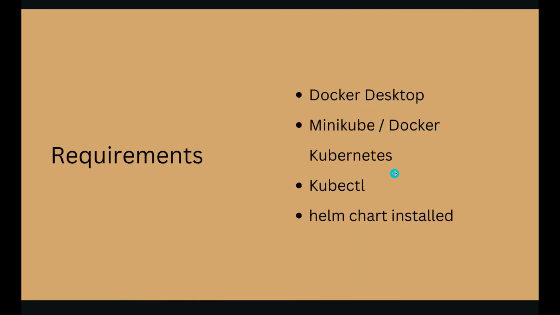So there are a few requirements before going forward. First is Docker Desktop. This will be used to host your local images. Second will be Minikube or Docker Kubernetes. This will be used to create and manage the Docker Kubernetes server or cluster. Third will be kubectl. This will be used to give commands to the Kubernetes cluster. And the fourth one would be Helm. You need to install Helm on your system to work with Helm charts.